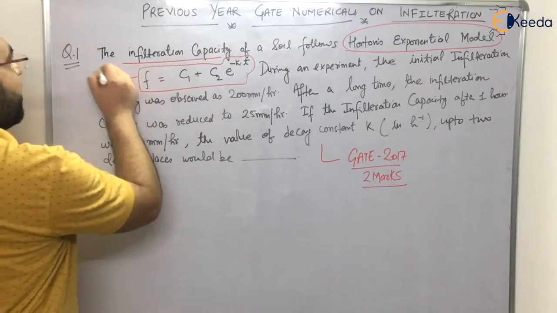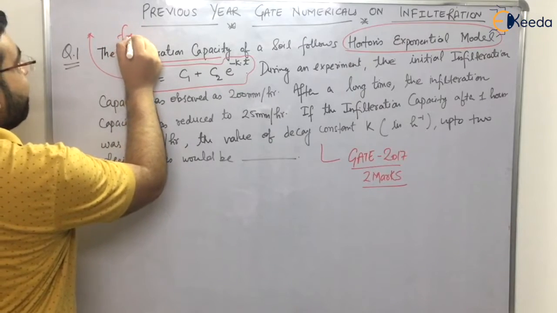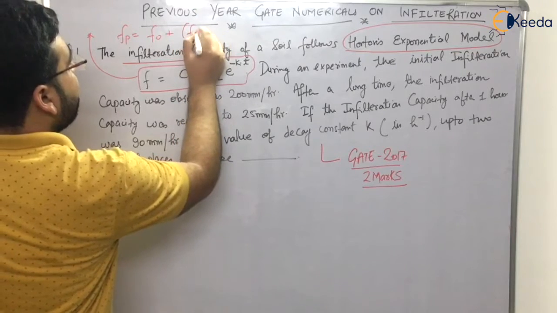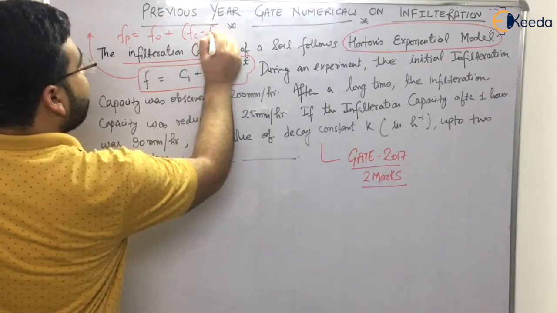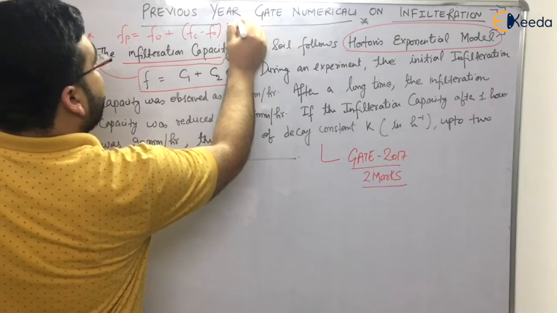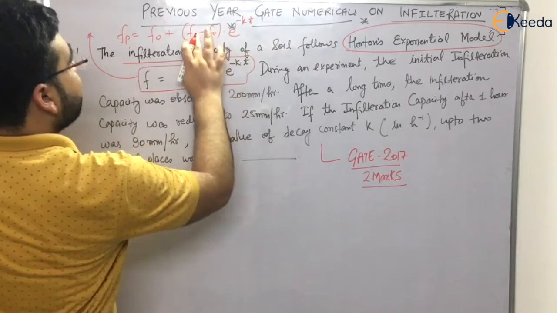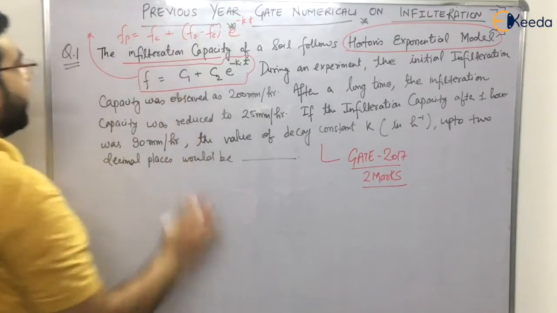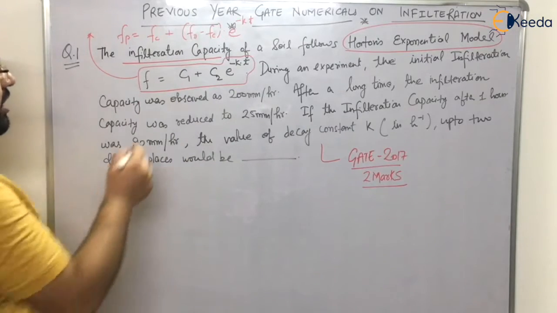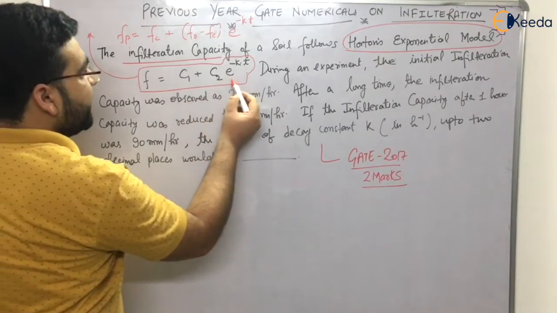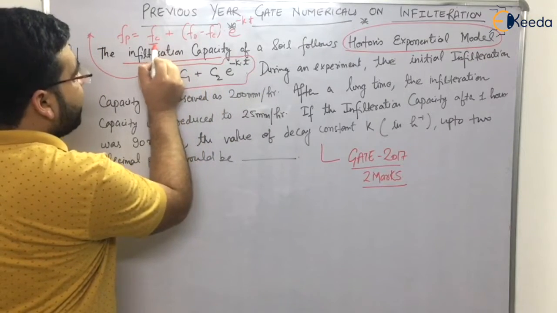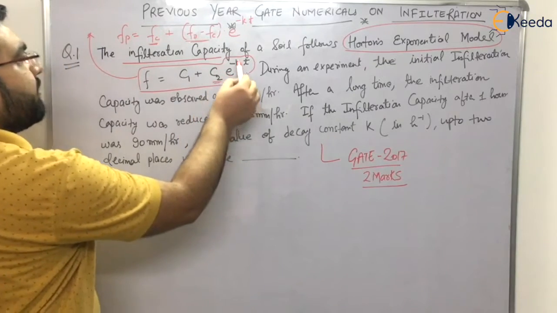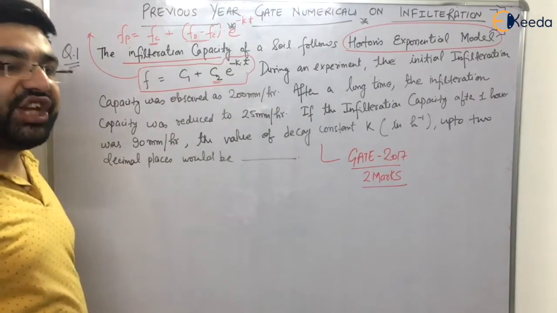Now, what is the model actually? If you remember, fp is equal to fc plus (f0 minus fc) into e raised to the power minus K into t. This is f0 and this is fc. If you remember, this is Horton's model. But here it is given as f is equal to C1 plus C2 e raised to power minus Kt. So C1 is equal to fc, C2 is equal to f0 minus fc. Simple, right? And this is e raised to power minus Kt, where K is the Horton's decay coefficient.